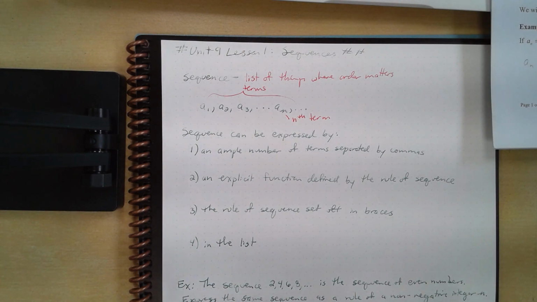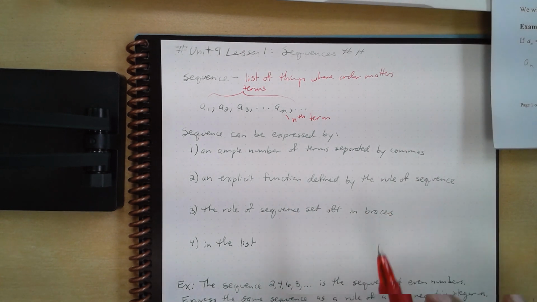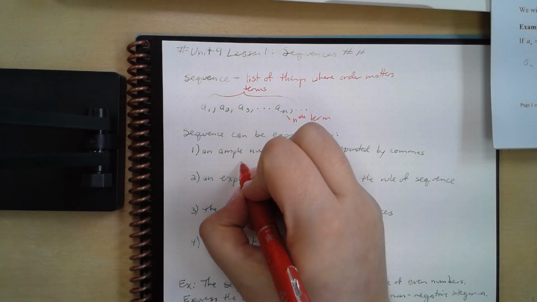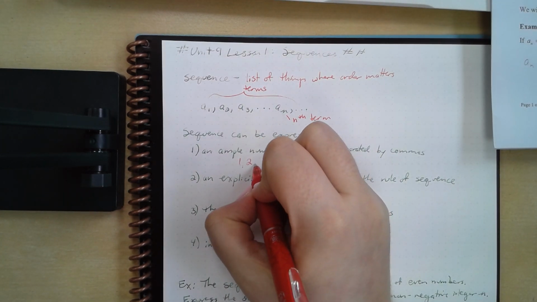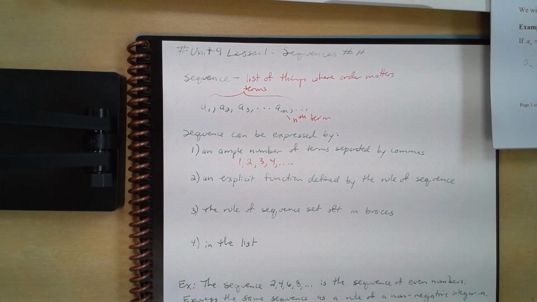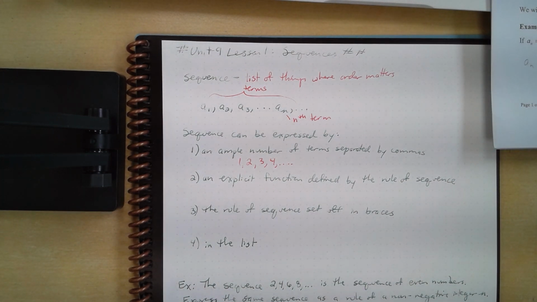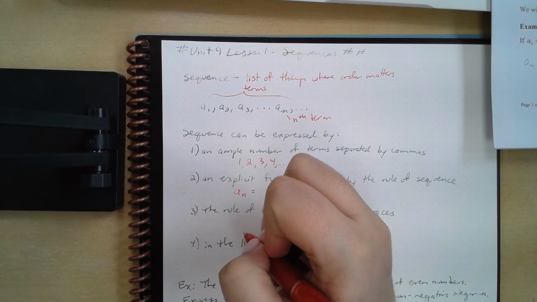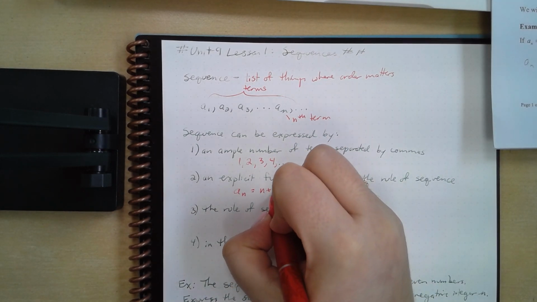There are a few ways that a sequence can be expressed. It can be expressed by an ample number of terms separated by commas. What does an ample number mean? It means a number that's enough for you to be able to recognize the pattern. So we could have 1, 2, 3, 4. That's probably plenty. I think you can see the pattern there. We're just adding 1. It can also be an explicit function defined by the rule of the sequence. So you could have a sub n is equal to n plus 1.